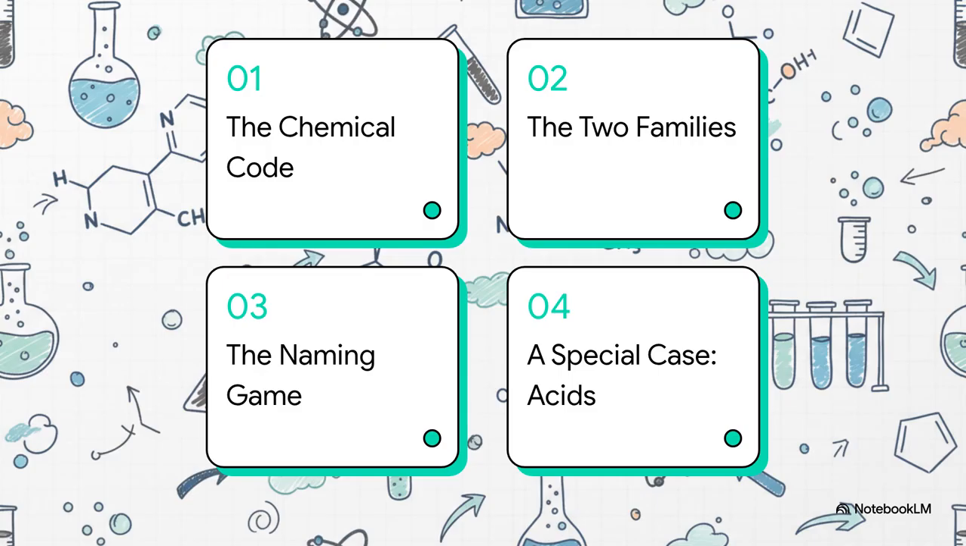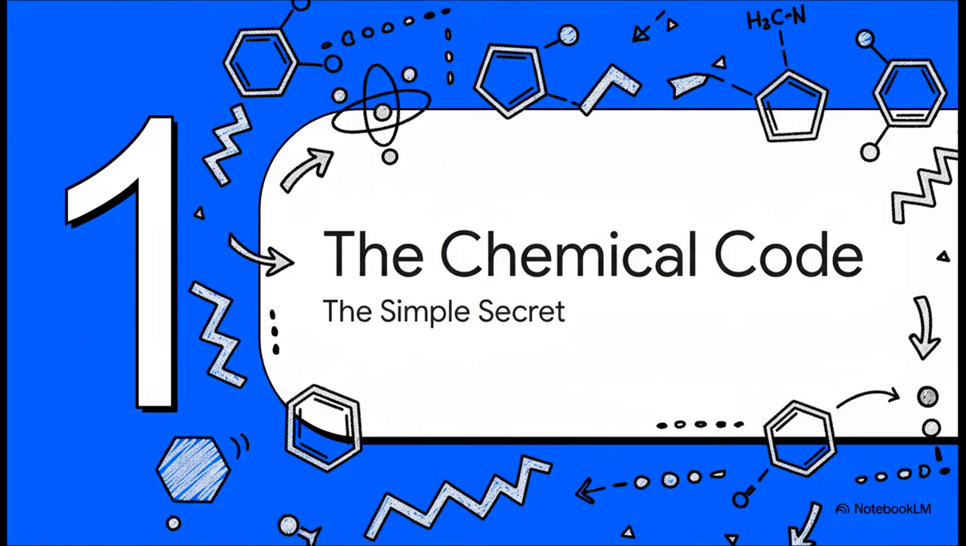We're going to tackle this in 4 simple parts. First, we'll uncover the one simple secret behind everything. Then, we'll meet the 2 big families of compounds. After that, we'll put our skills to the test. And finally, we'll look at the one big exception, acids. Let's get cracking. Okay, section 1, the big secret.